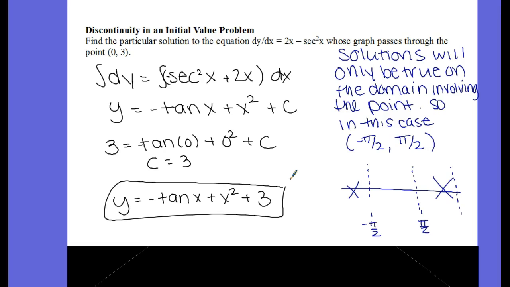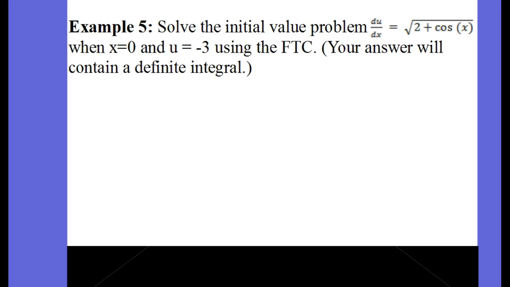We actually looked at something similar to this when we talked about FTC, and we talked about the 0 to 8 bound, and then we made it 8 to 8 so we could have continuity. And we're going to almost go back to that again. So we have initial value problem du/dx equals the square root of 2 plus cosine x, when x equals 0 and u equals negative 3. Because secant is cyclic, repetitive, can we then use this for the rest of the intervals between the discontinuities?